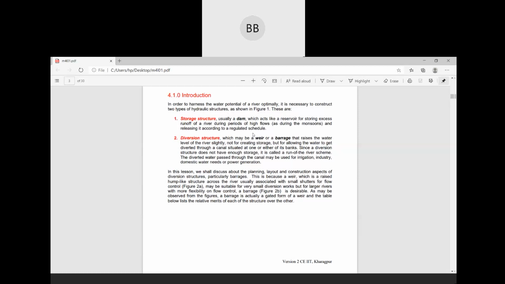When we construct a dam, we store water in a reservoir for multiple purposes. The most common is hydropower, then irrigation and navigation, and sometimes we also use a dam as a flood control structure. When we construct a dam for multiple purposes and store water in the reservoir, those are called storage structures. The second case is a diversion structure, which may be a weir or a barrage that raises the water level of the river slightly.